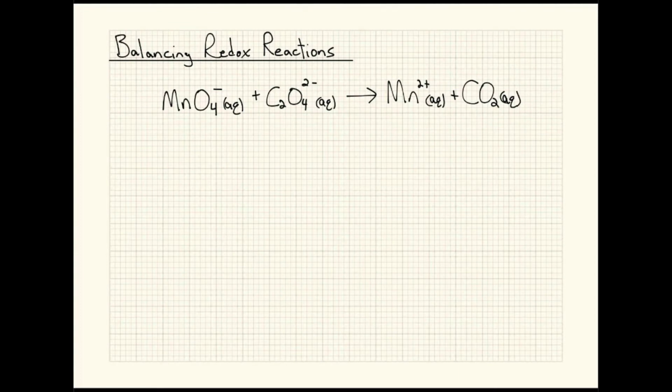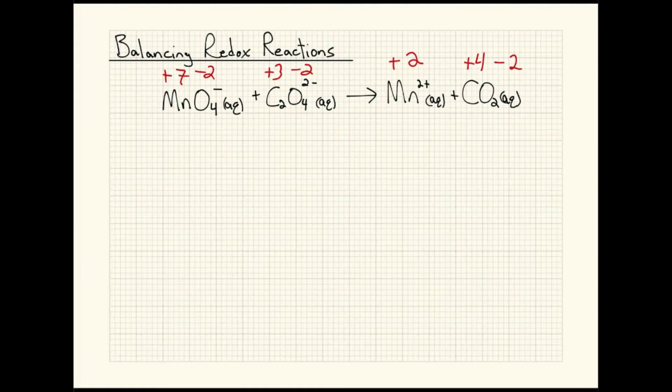So here's an example. We've got MnO4-, the permanganate ion, reacting with C2O4 2-, and we're going to get some Mn2+, some manganese ions, out on the other side, and some carbon dioxide. This is not balanced, and what we're going to do right now is balance it using the method of half reactions. In the method of half reactions, we're interested in splitting this reaction up into the reduction half and the oxidation half.